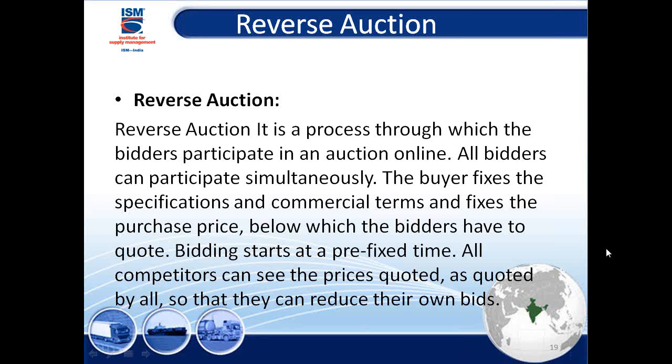Here the bidders can participate simultaneously. The buyer fixes the specs and says, here are the commercial terms. The buyer says, this is the price below which the bidders have to quote, so they put a benchmark price. The bidders start at a fixed time and start bidding. I can see the price, what is the lowest one. I won't know who the bidder is, but I can see the price where it has gone down. Let's say it started at $10,000, now it has gone to $9,000. If I want that business, I'll say, okay, I'll make it $8,500. And if nobody goes below that, then I get the business.